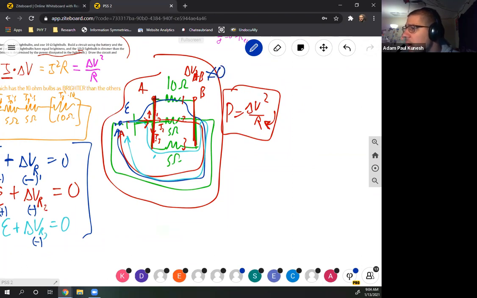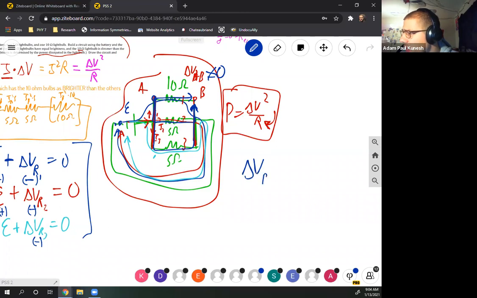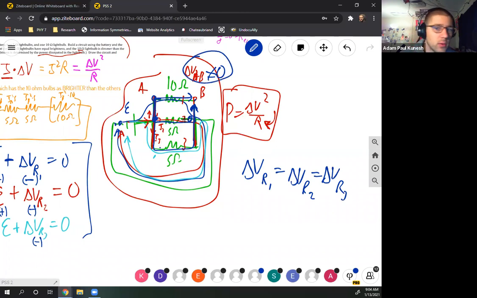I'm just saying that regardless of my path that I take from A to B, whether I go through the upper resistor or the middle resistor or the lower resistor, the changes in voltage are the same throughout, which is to say that delta V R1 from here to here is the same as delta V R2 from here to here, which is the same as delta V R3 from here to here. I'm not saying that the change in voltage is 0. Sorry about that.